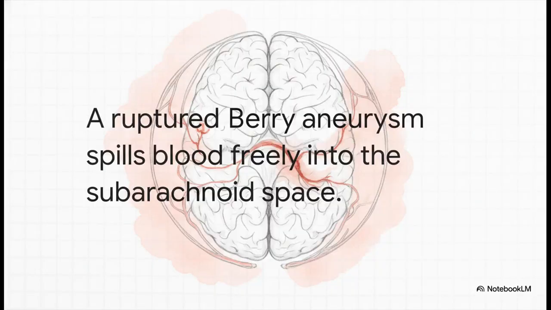And of course, we have bleeds that aren't caused by trauma at all. A spontaneous subarachnoid hemorrhage usually happens when a congenital saccular aneurysm, what we often call a Berry aneurysm, just ruptures.